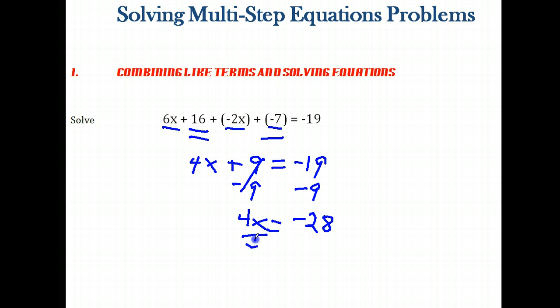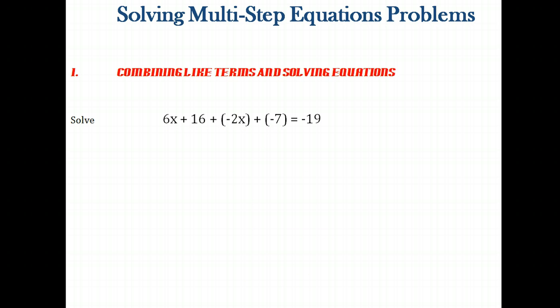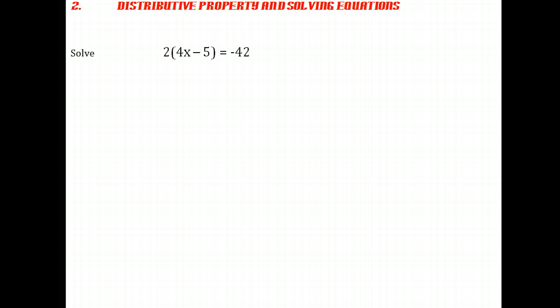Divide both sides by 4. 4 divided by 4 is 1x. Negative 28 divided by 4, negative 7. And that's my solution, negative 7. Okay, so we're going to combine like terms, and then we're going to solve equations using inverse operations. All right, next kind of problem.